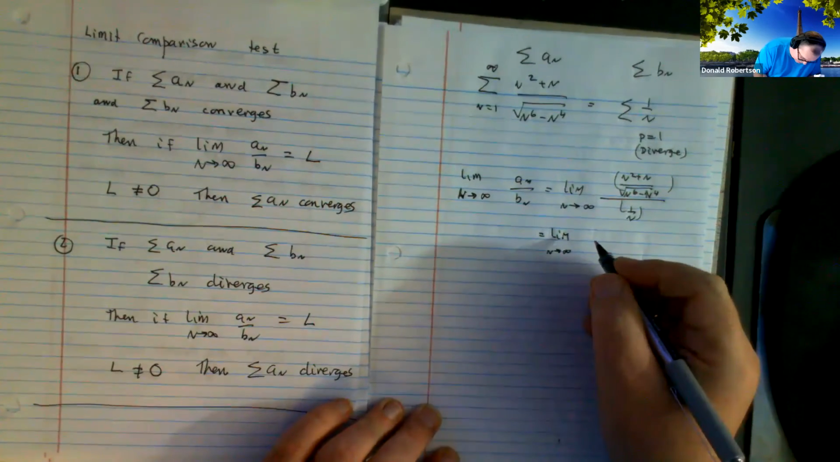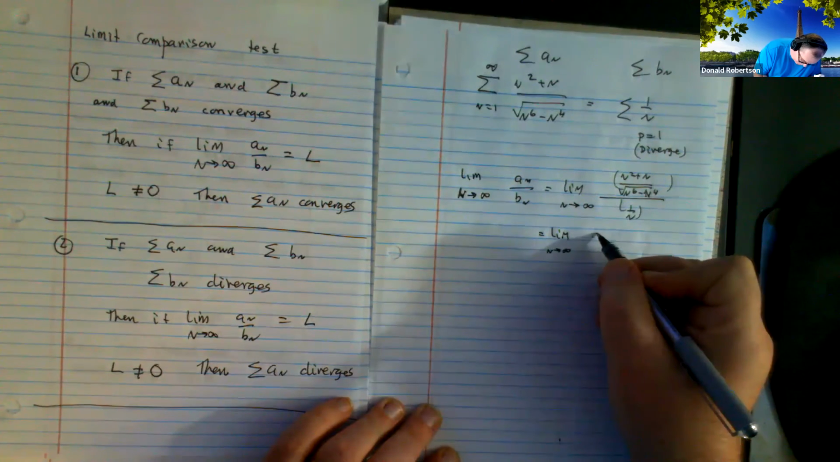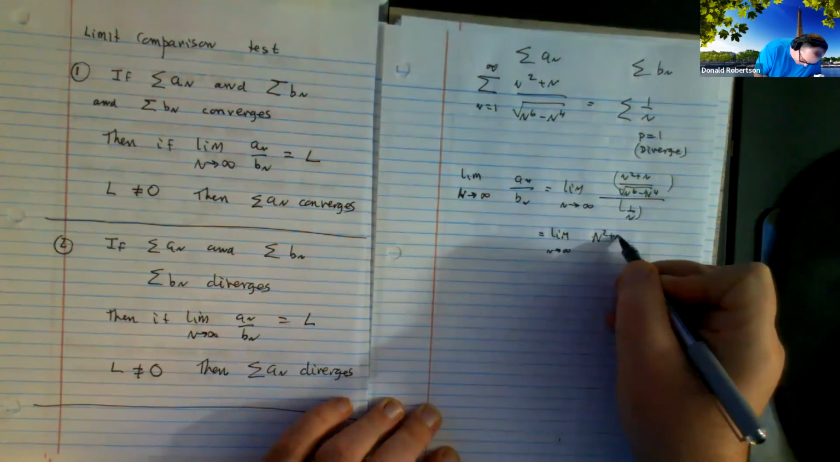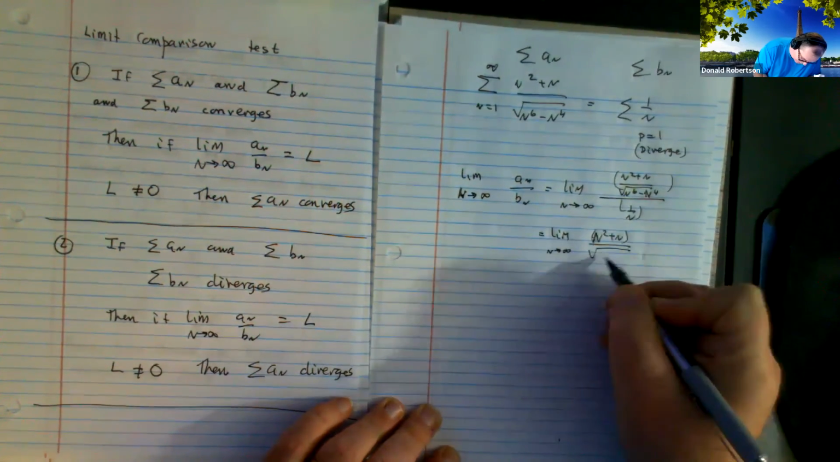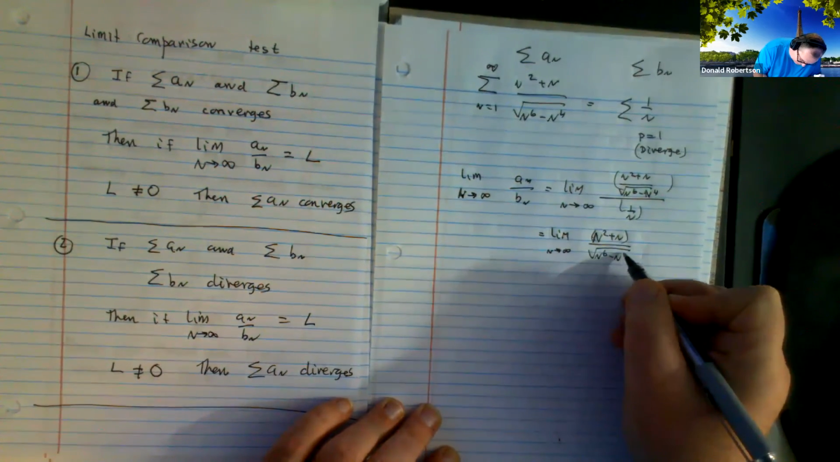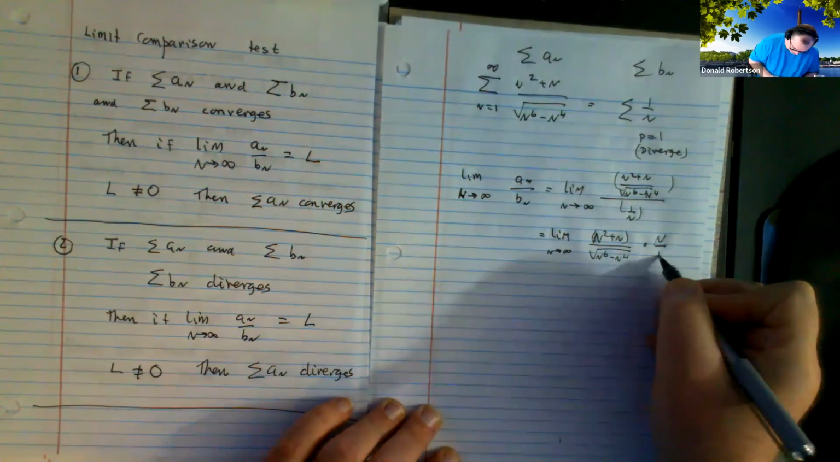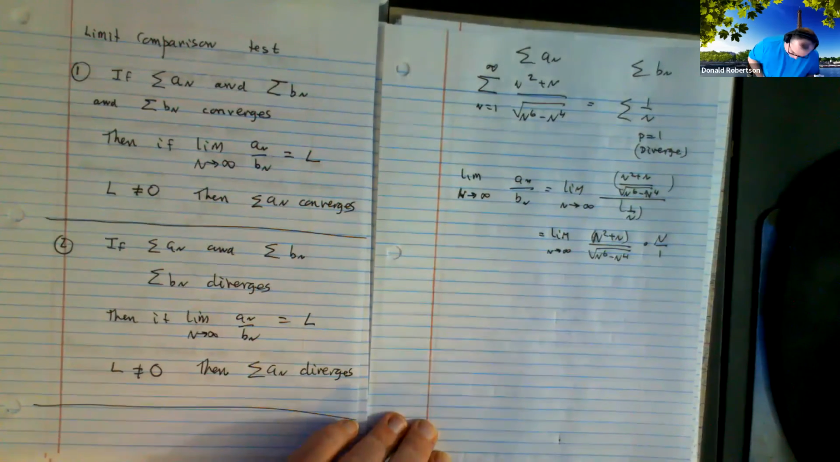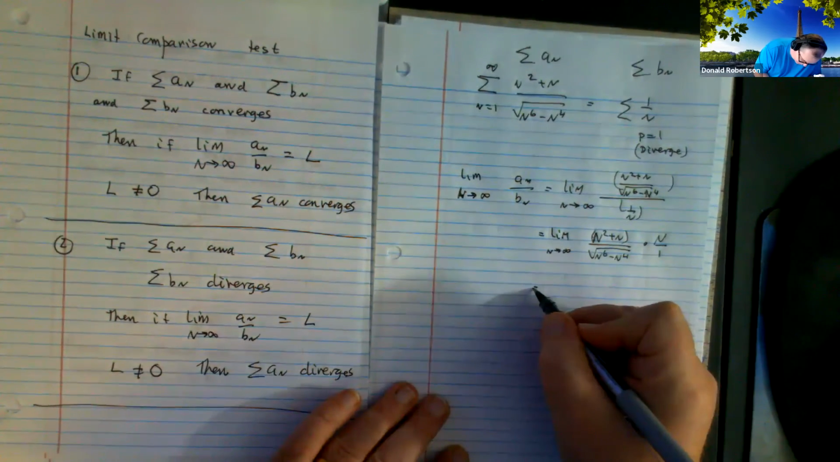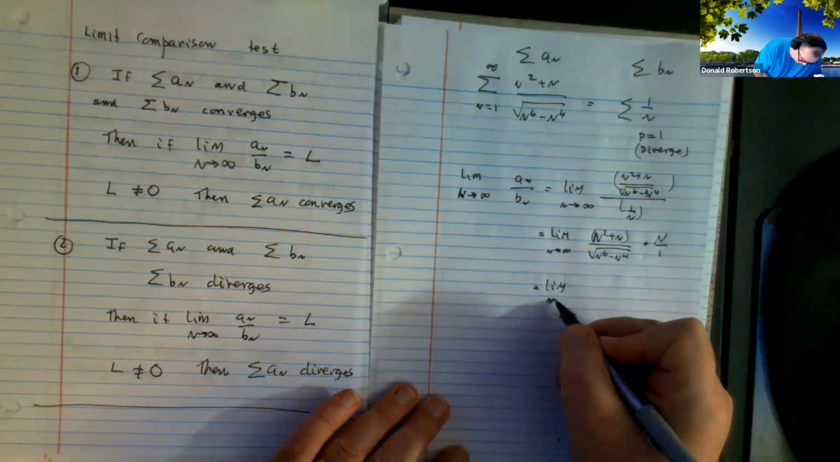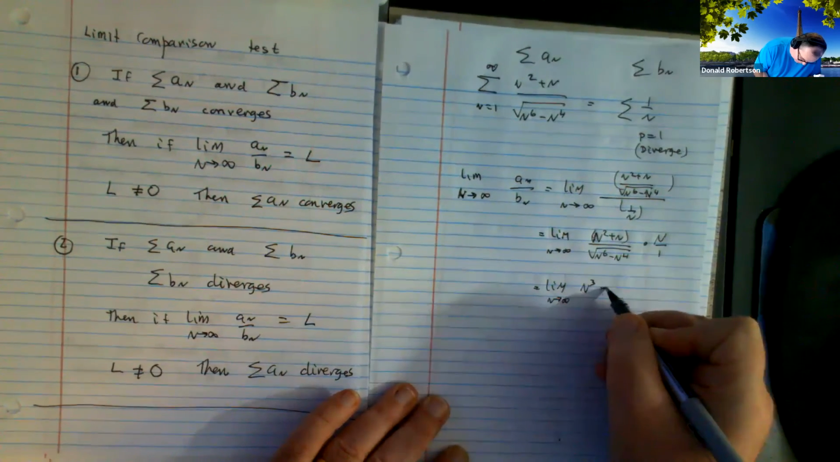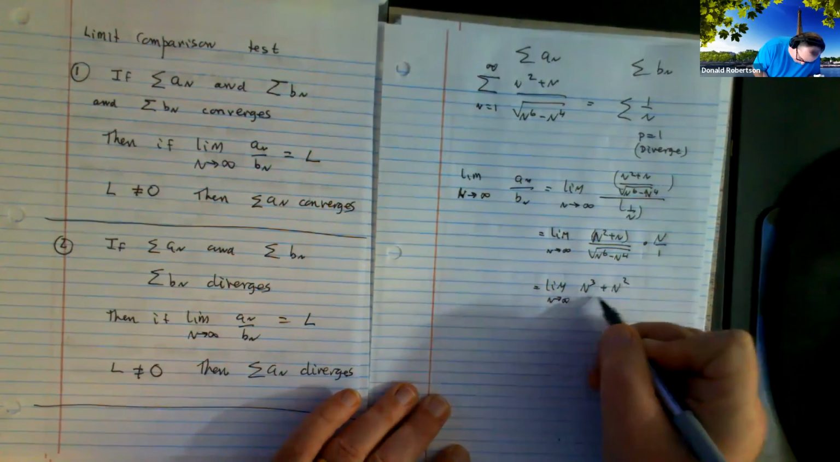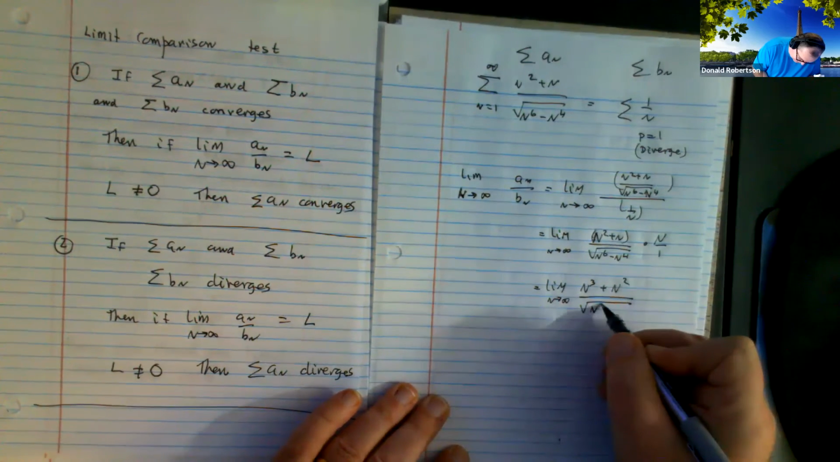And this guy is going to become n squared plus n over the square root guy times n over 1. And this now is going to become n cubed plus n squared all over that guy.